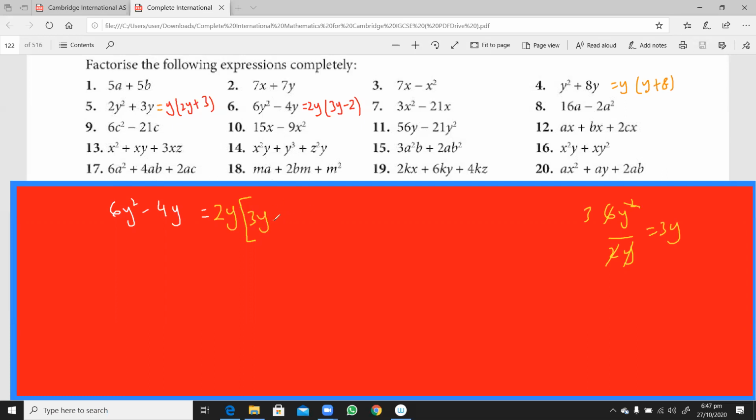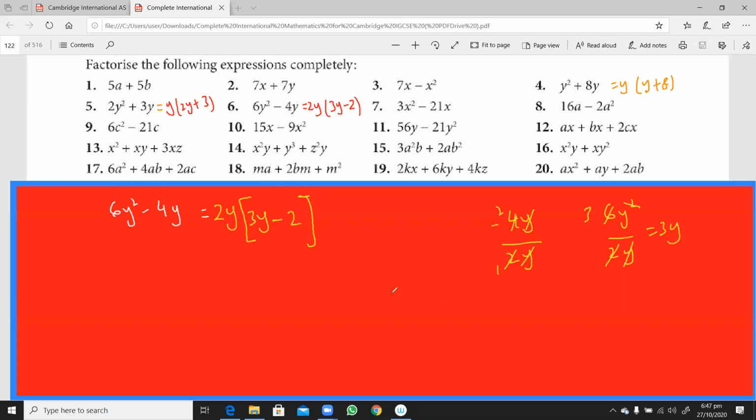And then there is a minus over here, and then you have to see that 2y into what will give you this 4y. If you can't get that mentally, you can divide it like this, okay? The y's are cancelled, two ones are, two twos are, so that is going to be minus 2. Now you just check this mentally: 2y into 3y is really 6y square, yes, and 2y into minus 2 is going to be minus 4y.